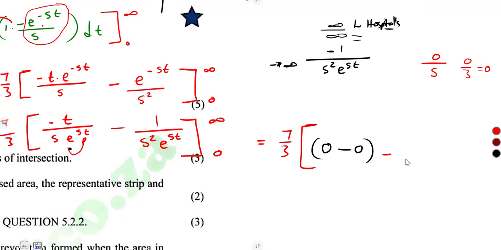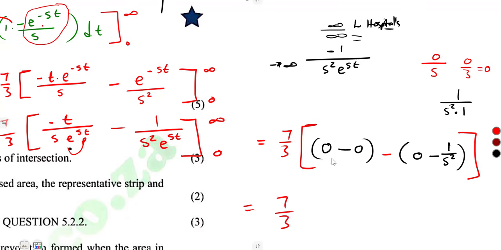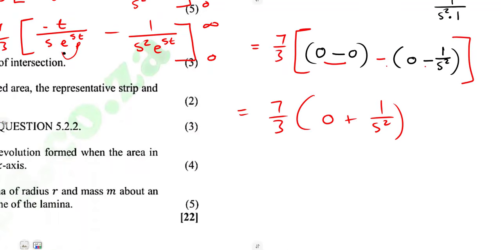So here we are going to obtain a 0 minus, if we substitute a 0 here, it was going to be 1 over s squared times e to the exponent of a 0 is what? It's 1. So that's 1 over what? 1 over s squared. So this is it. Just like that. So you're going to obtain 0 over 3, 0 minus 0, that's a 0. This is going to give us a minus, and a minus, that's a positive, 1 over s squared. So simply, that's 0 over 3 times 1 over s squared. Just like that.